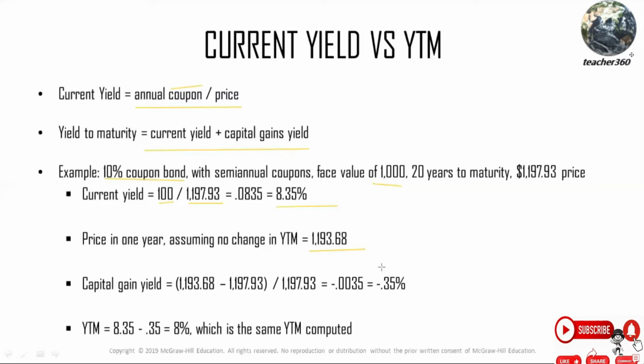As per the yield to maturity formula, YTM is current yield plus capital gains yield. Since the capital gain yield is negative, we take the 8.35 current yield minus the 0.35 capital gain yield, where your YTM is 8%. This way you can calculate your YTM and current yield.